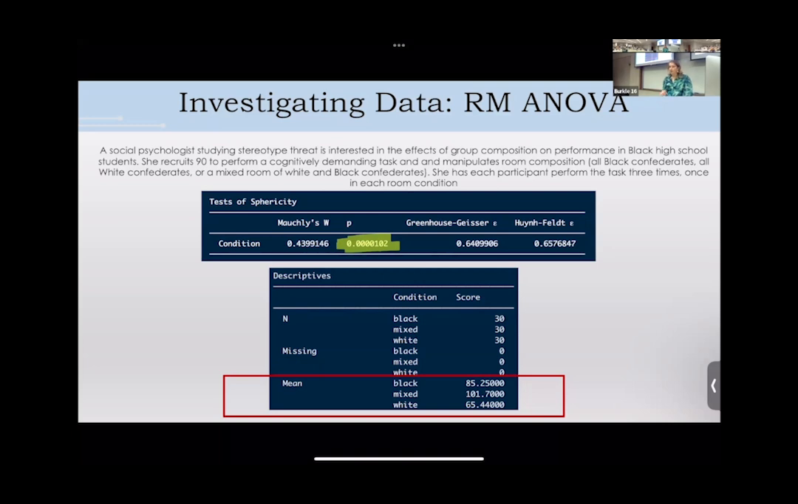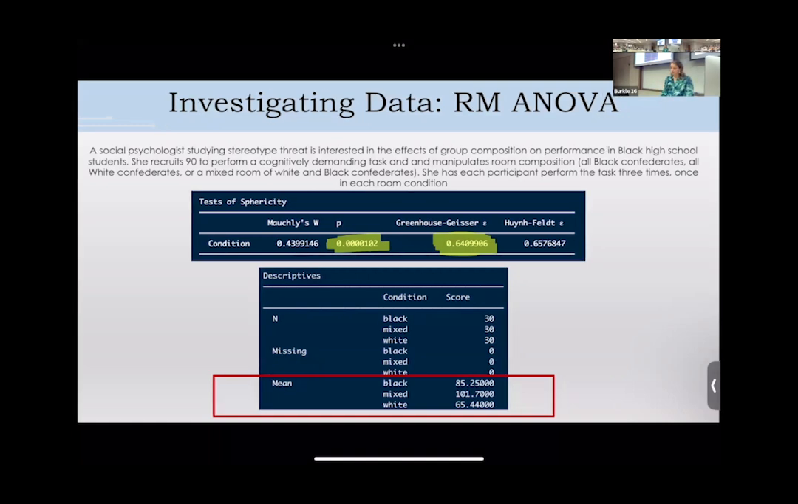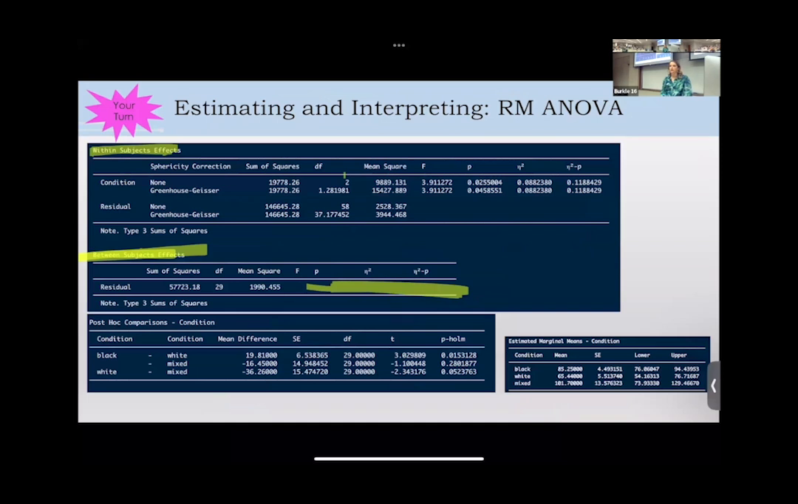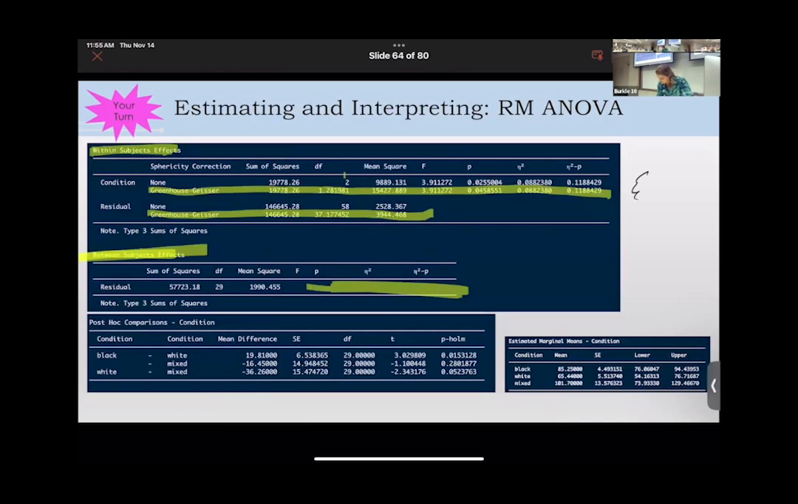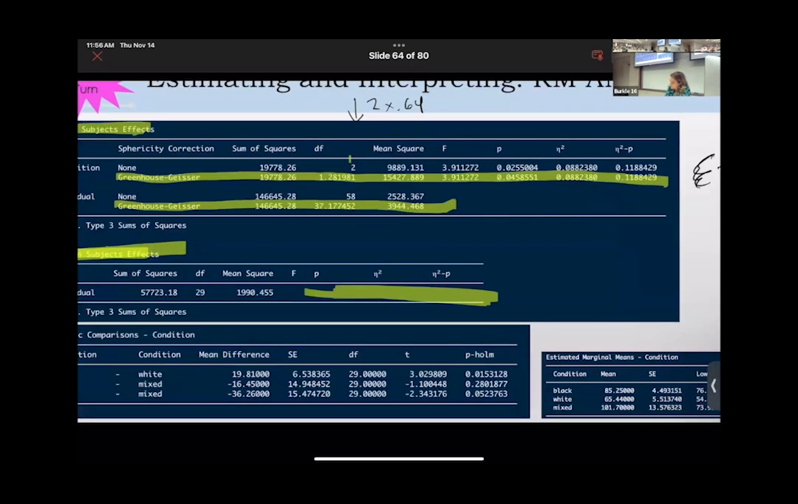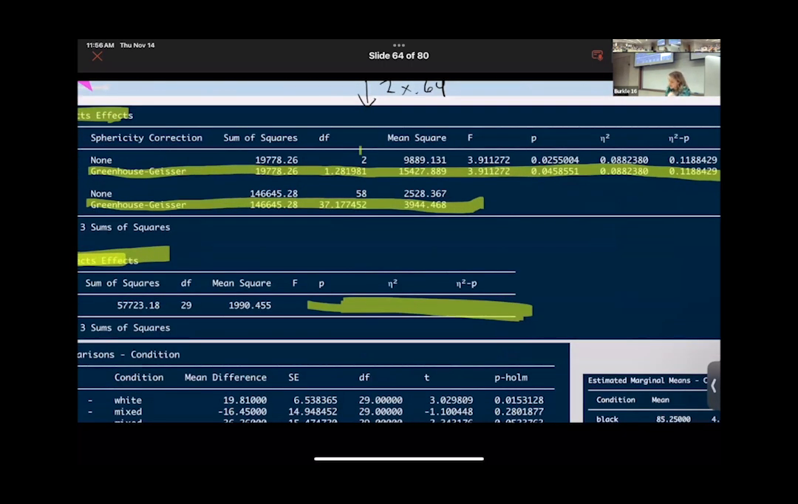So what are we going to do? We're going to correct our degrees of freedom by this Greenhouse-Geisser. Now, you have to be very careful because what does that mean you're going to report when you get here? This. And guess what? If you look at the epsilon, which is 0.64, all we're doing is taking 2 times 0.64, that's what gives us 1.28, and 58 times 0.64, that's what gives us 37.18. It's literally that correction factor.